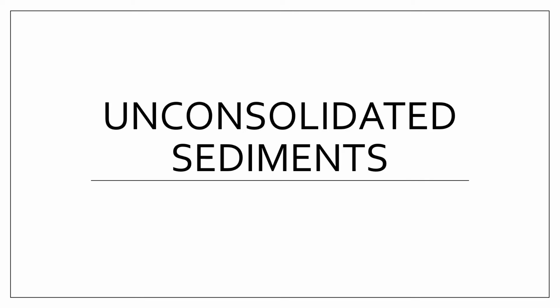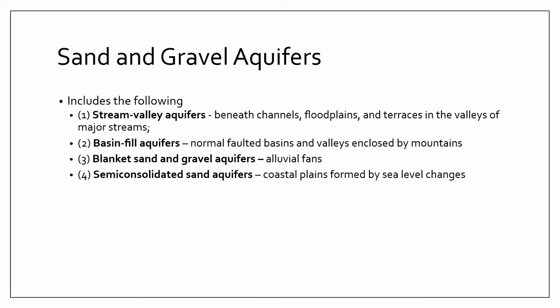Now let's start with the unconsolidated sediments group. You have your subtype comprising your sand and gravel aquifers. And this is further subdivided into the following. So you have your stream valley aquifers, which mainly comprise your aquifers that are lying on channels, floodplains, and terraces. Right? So your buried channels, right? So when you have a river that is migrating, the old channels get buried and they can remain as aquifers, especially if they are covered in sand and gravel.